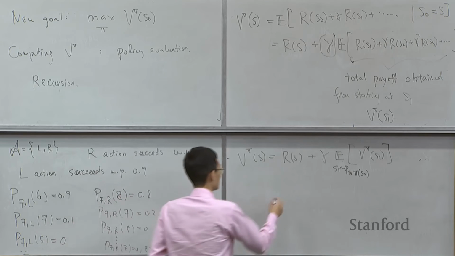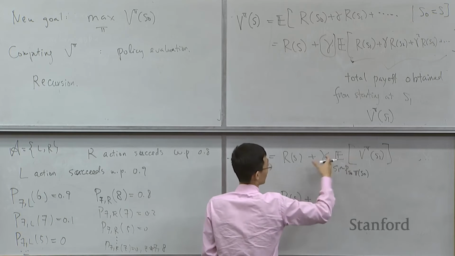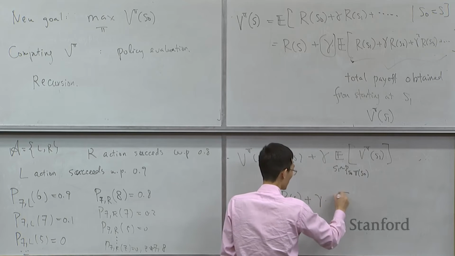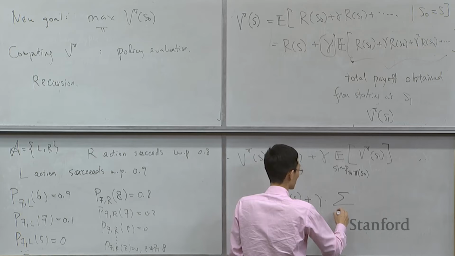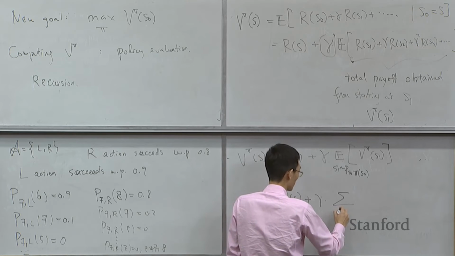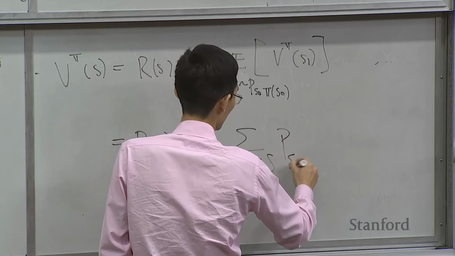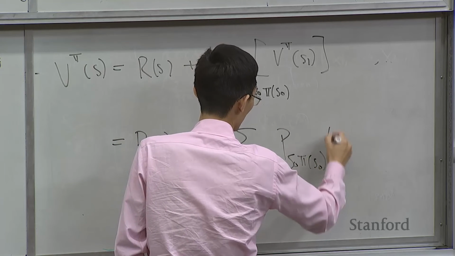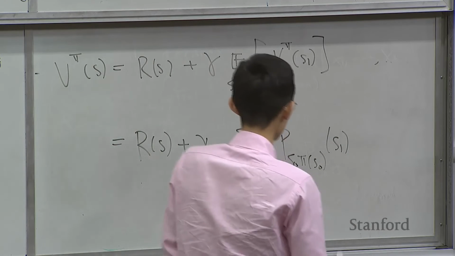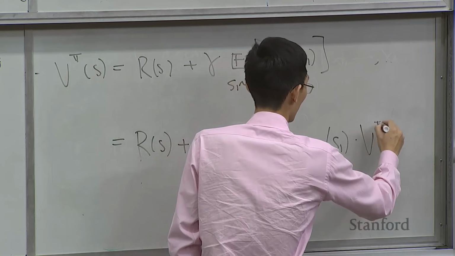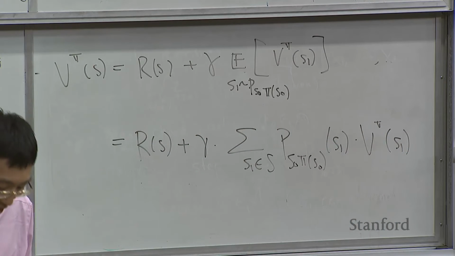So maybe just to be more explicit, basically this is equal to R of S plus, if you write out this expectation, you can write it as a sum. So basically you draw S1 from this distribution. That means that for every possible S1 in the set S, you look at the density of S1. This is the chance that you see S1 in the next step, and then you multiply by v pi of S1. That's just how I expanded it, the definition of expectation.